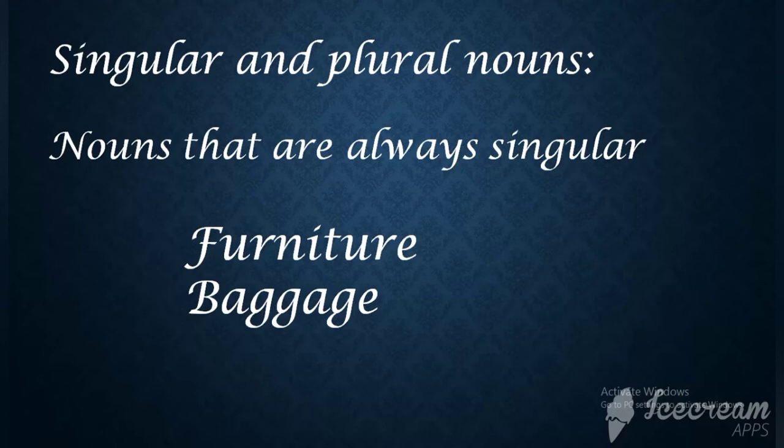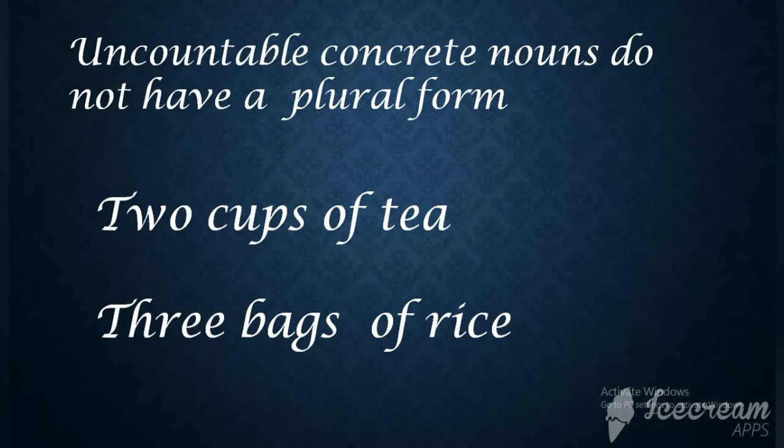And then the next one: uncountable concrete nouns do not have a plural form. So we know what an uncountable concrete noun is. Uncountable means not able to be counted, and concrete means which we can touch and see, right? Here we are saying 2 cups of tea. Can we count tea? No, right? We can count 1 cup, 2 cups, 3 cups, but we cannot count the tea itself. So this does not have any plural form.